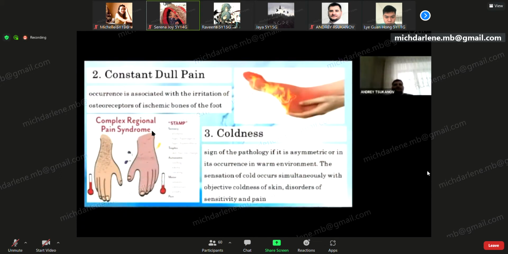Constant dull pain in Buerger is associated with the irritation of osteoreceptors of ischemic bones of the foot. Coldness. A sign of pathology if it's asymmetric or in its occurrence in a warm environment, where sensation of cold occurs simultaneously with objective coldness of skin, disorders of sensitivity and pain.